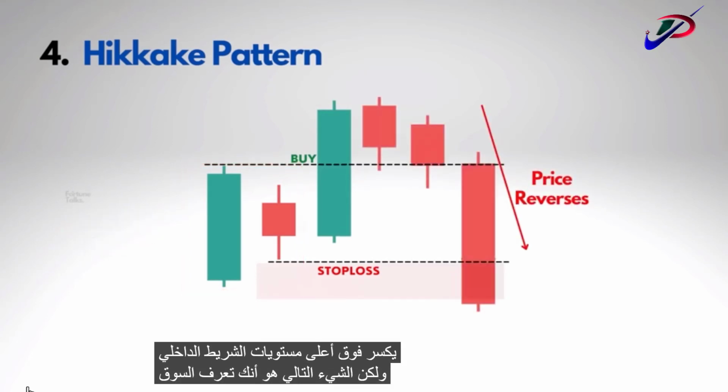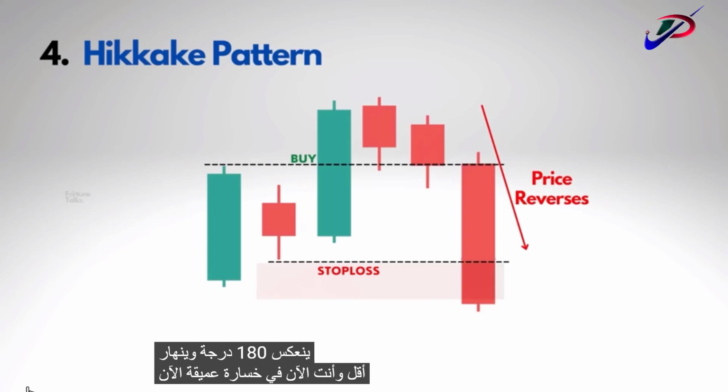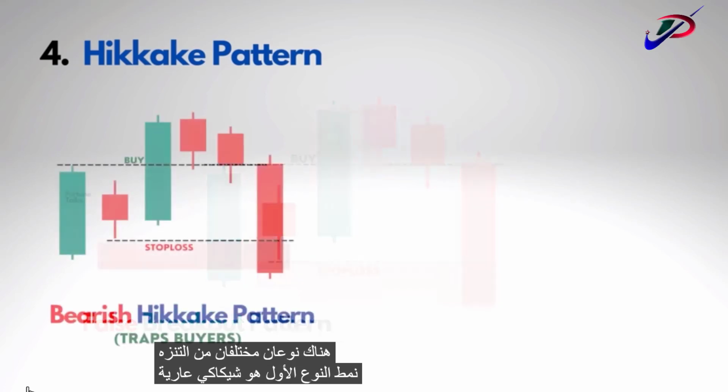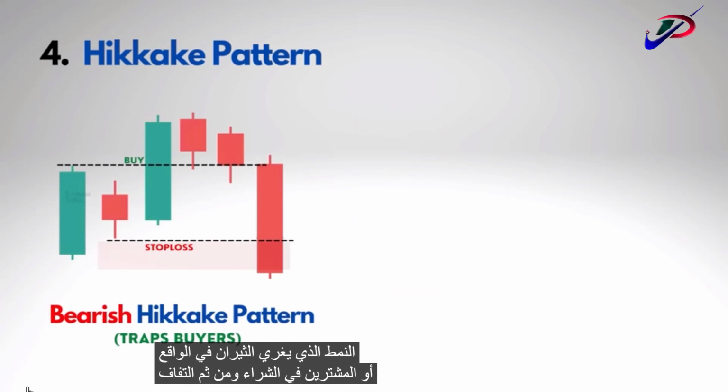But the next thing you know, the market does a 180-degree reversal and collapses lower, and you are now in deep loss. Now this is what we call a Hikake pattern, which is a false breakout pattern. Now there are two variants of the Hikake pattern. The first type is a bearish Hikake pattern, which entices the bulls or the buyers into buying and then traps them and makes them hit their stop loss.